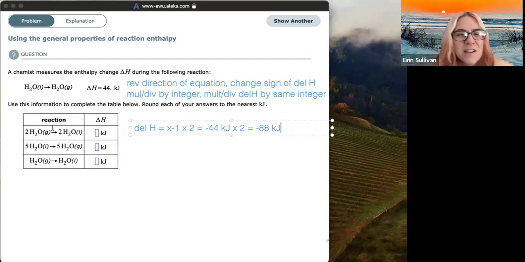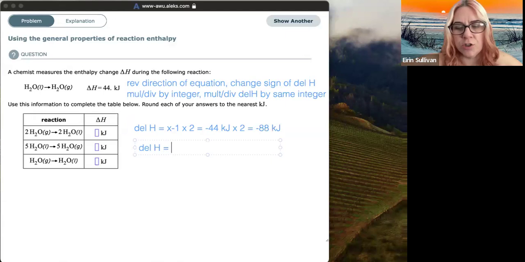Okay, so then let's look at the second one. So here we can see that the reaction is going in the same direction as in the original, from liquid water to gaseous water, but it's been multiplied by an integer. So delta H is just going to be 5 times 44 kilojoules, which is going to be 220 kilojoules. So if I want, I can be very obvious and put that plus on the front there.